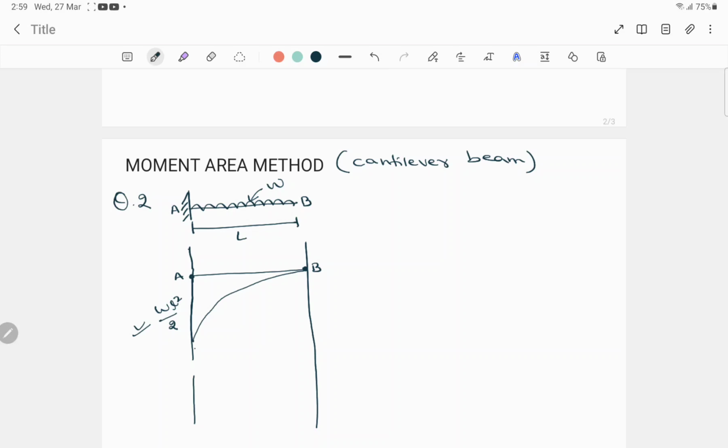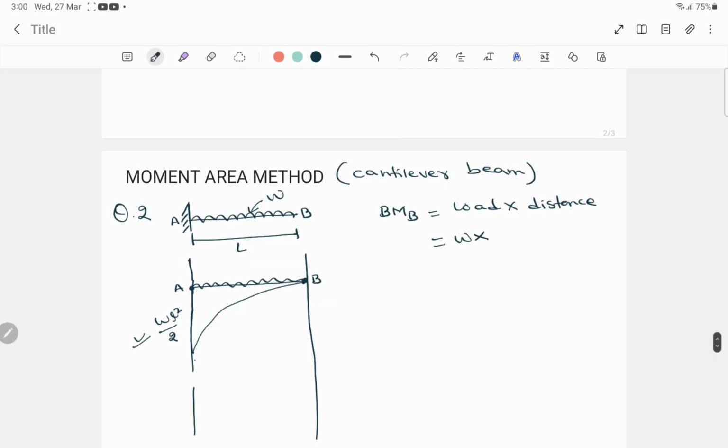How to get this value, we have already solved in our strength of materials subject, so there is no need to explain, but I'll explain it here. First, how to find the bending moment at B. At this point the bending moment is always load into distance. Here the UDL load W is acting, and we have to find the load at this distance at B, so the distance will be 0. Ultimately we get the value here as 0.